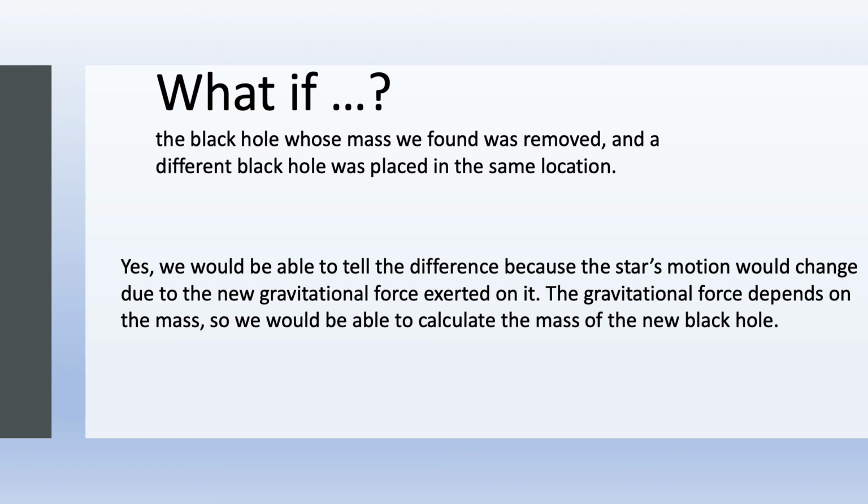What if the black hole whose mass we found was removed and a different black hole was placed in the same position? Will we be able to tell the difference? Yes, we'll be able to tell the difference because the new black hole with the new mass will act differently on the star and therefore change the star motion and the gravitational force. Therefore, with all those changes, the new mass that we'll find will be different from the last one.